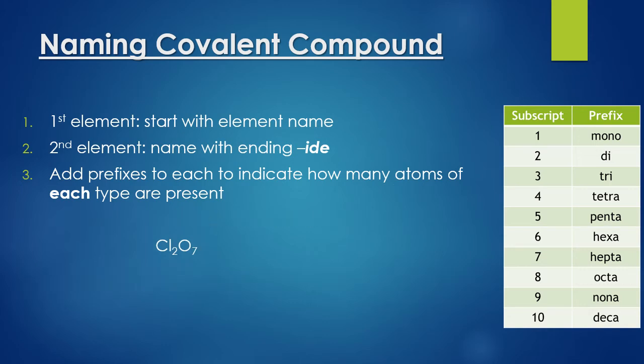Next, we're going to look at Cl2O7. So let's systematically go through it. Cl is chlorine, so that would be our first word, our first element. Second element, oxygen. Since it's a second element, we would change it to oxide. Next, add prefixes. 2 chlorines would be dichlorine. 7 oxygens would be heptaoxide.